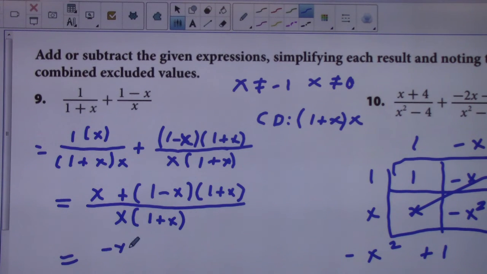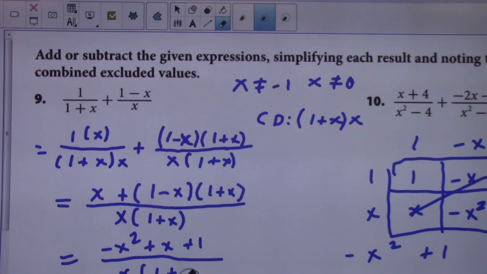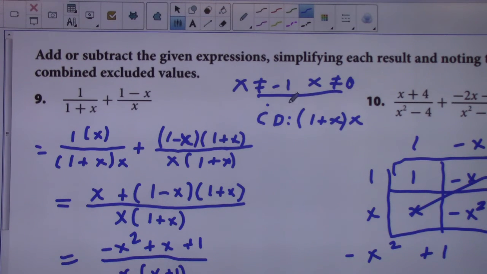So we have negative x squared plus x plus 1, and that's all going to be over x, 1 plus x. Another thing you can do, we haven't done it, we can do it right now, is take that 1 plus x and write it in more of a standard form like this, right? And so right now we have our simplified fraction, we have our excluded values, okay?